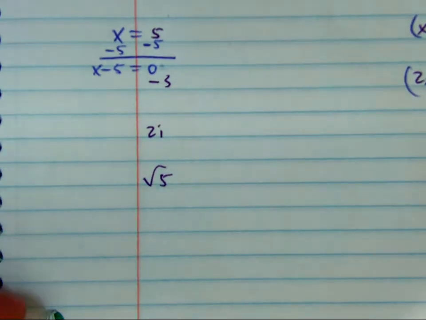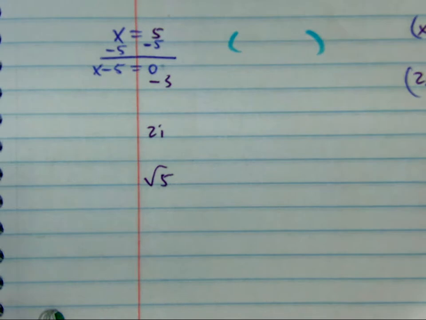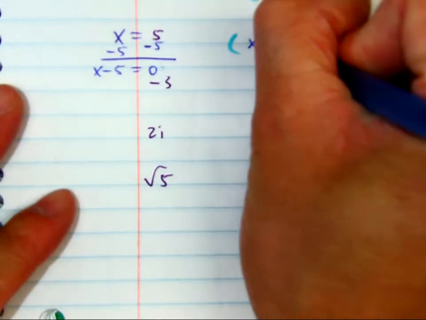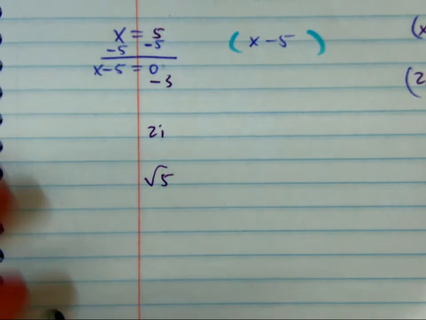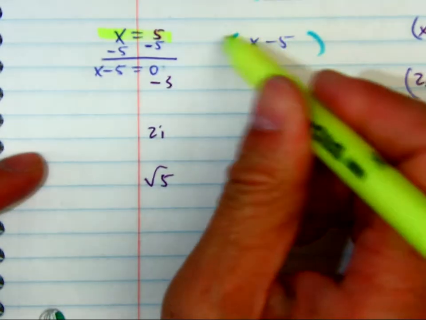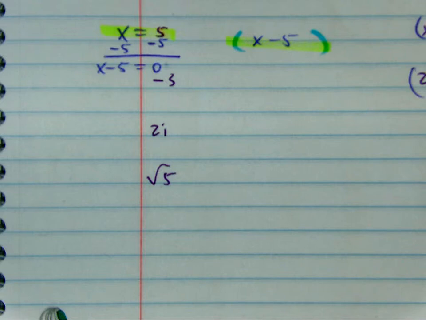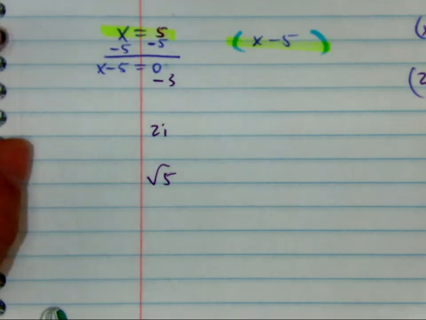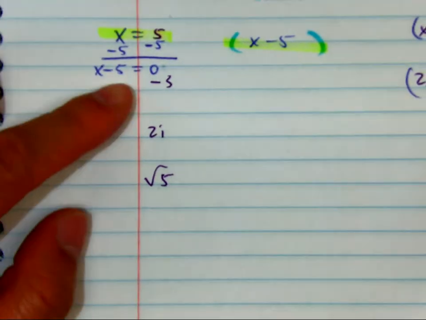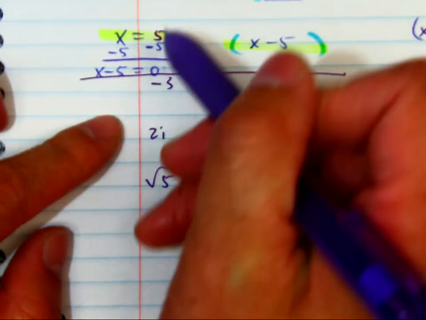So my answer for this problem is x minus 5. So here is a big idea. X equals 5 is the same thing as parentheses x minus 5. Let's try this example. I'm going to set it equal to x.